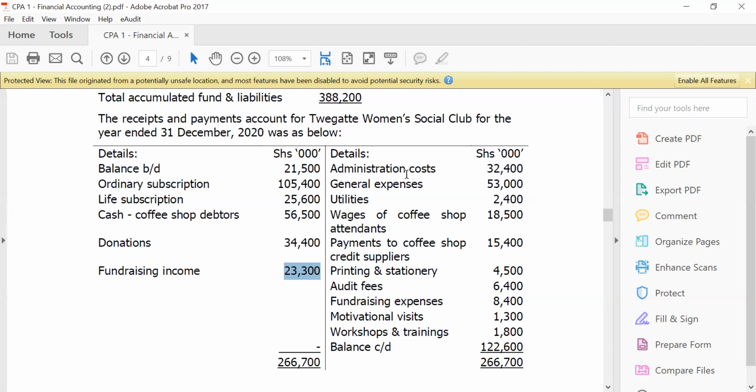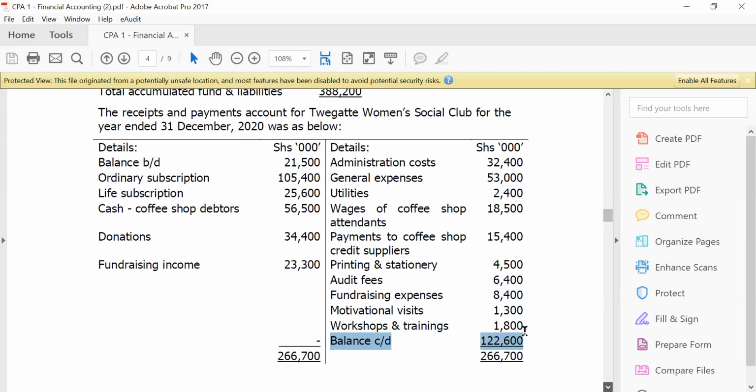Additional information, we have administration costs, we have general expenses, we have utilities, we have wages of coffee shop, payment to coffee shop, printing and stationery, we have audit fees, we have fundraising expenses that were incurred during the generation of the fundraising income here. And then we have the motivational visits, we have the workshop and trainings, and then we have the balance carried down.